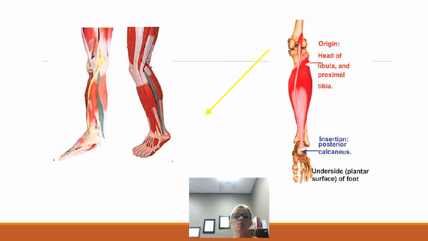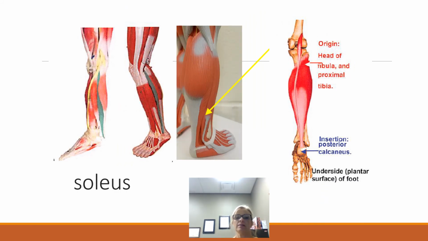All right, so here we have the soleus. This is deep and inferior to the gastrocnemius. It is a broad, flat muscle. To view it, you have to pull the gastrocnemius aside to really get a good look at it. Origin is on the head of the fibula and proximal tibia, and insertion is the back, or the posterior side, of the calcaneus.